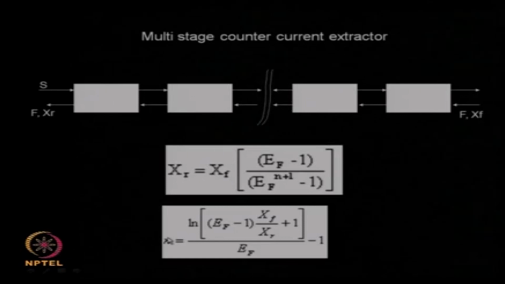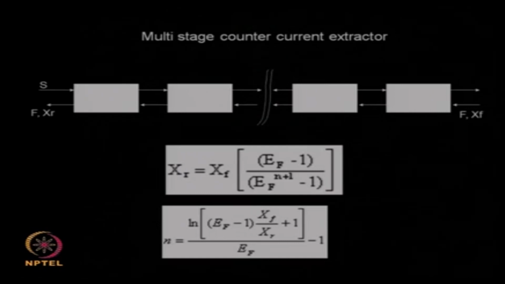So, I can use this equation and I can calculate what will be my n, that is number of stages. I can use this set of equations for 2 different purposes. One is to calculate the extraction efficiency when I know the number of stages and when I know the operating conditions. The other is to calculate the number of stages required to achieve a particular extraction efficiency. So, that is the beauty of this particular set of equations. I can use it for simulation purposes as well as for design purposes.